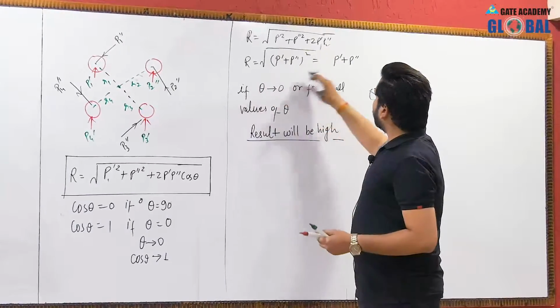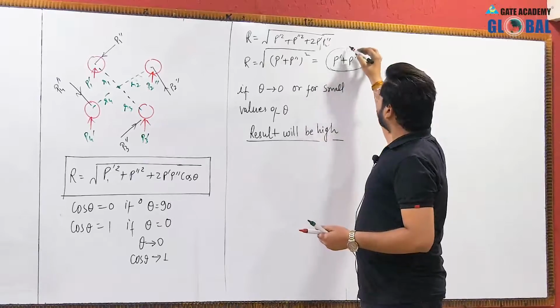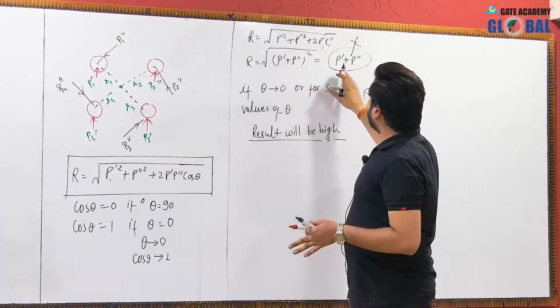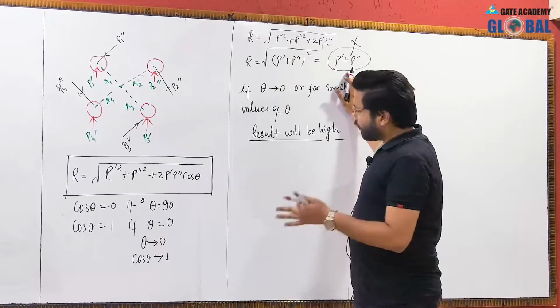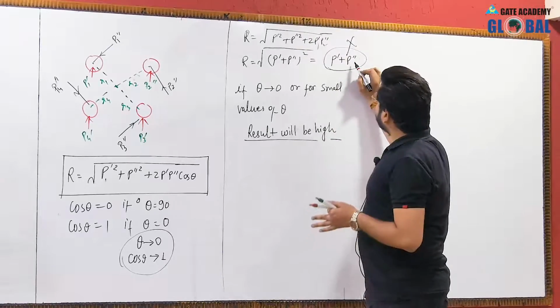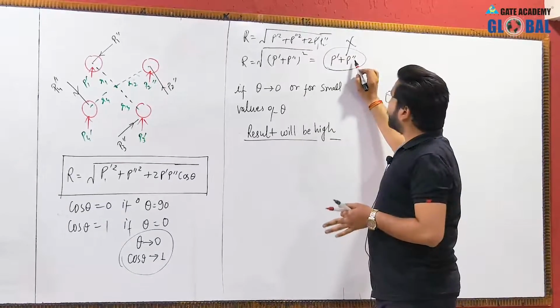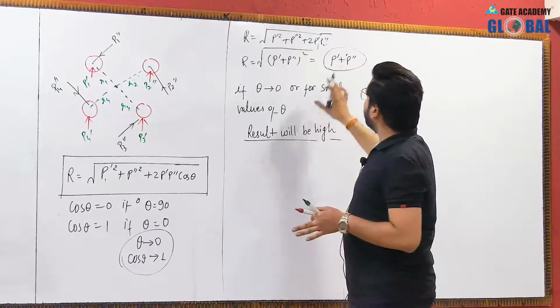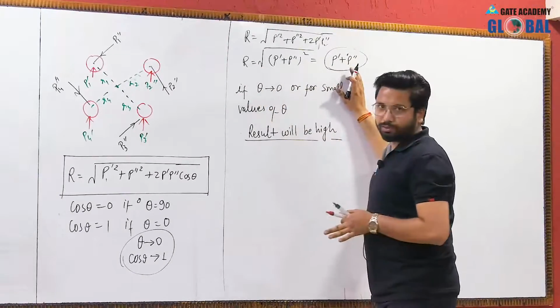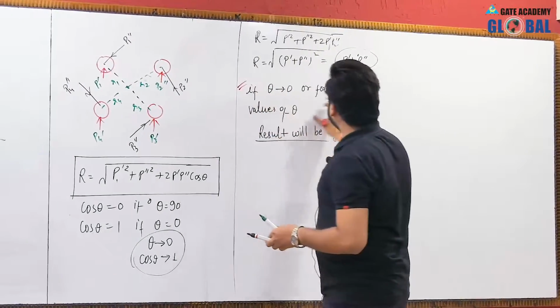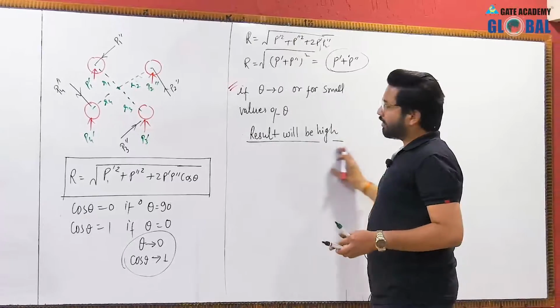I am not saying that this will be the value of the resultant. No, this will not be the resultant. But I have told you that if the angle between them is 0 degrees, that is cos theta tending towards 1, then in that case this will be the resultant force. There may be a situation where the resultant is exactly equal to this. But the fundamental thought which you must have is, if theta is small, then the resultant will be high.